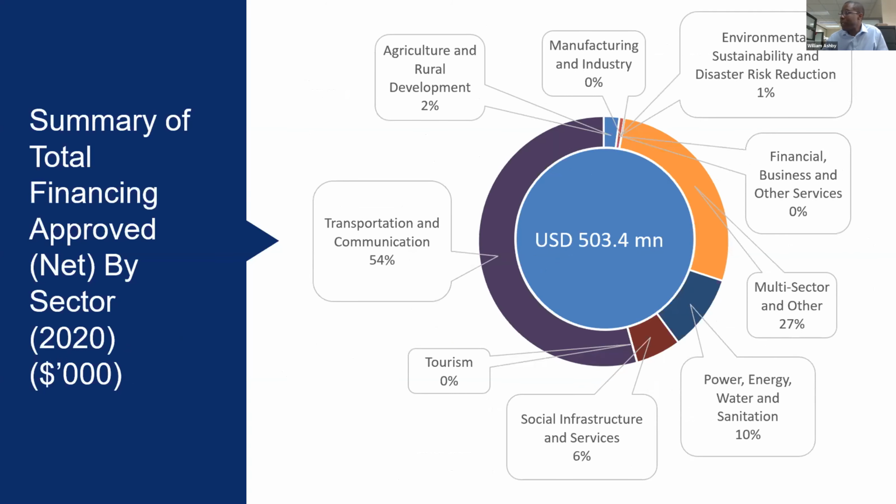Last year, transportation took the lion's share, really, about 54% of the financing approved last year. And transportation, I guess, would also present itself in some of the other things that are captured as multi-sector and other, and also in some of the social infrastructure and services as well. So that's a pretty big chunk of funds in that area. And also water and sanitation, last year about 10%, but often in recent years a good bit more than that.